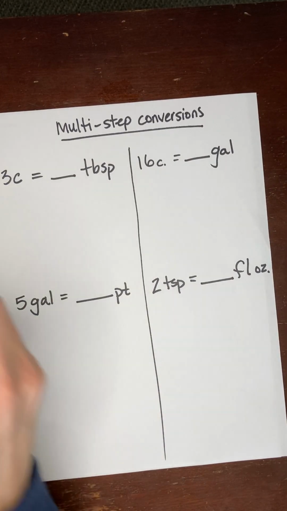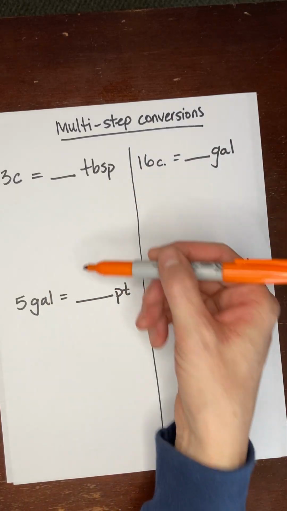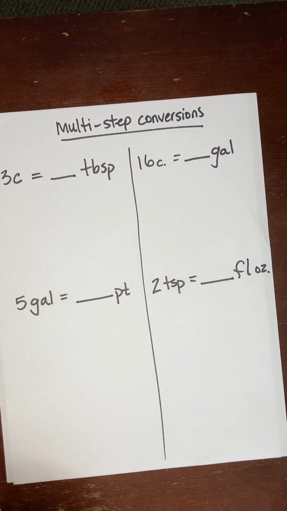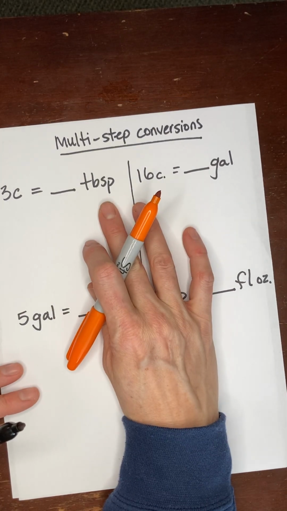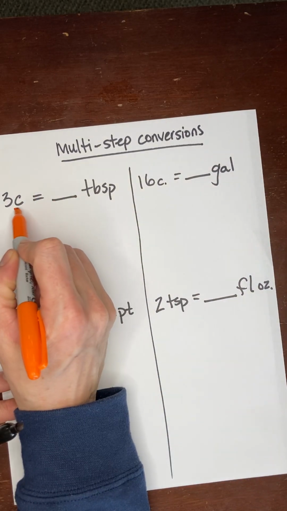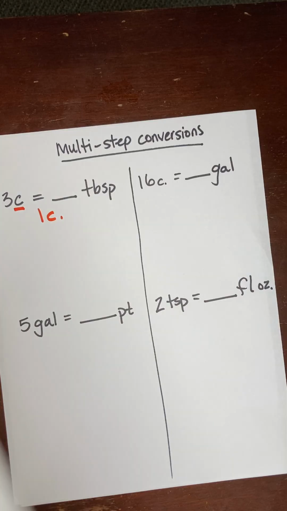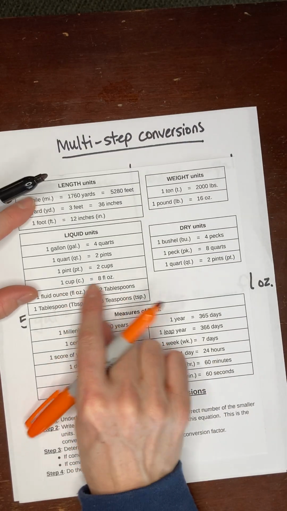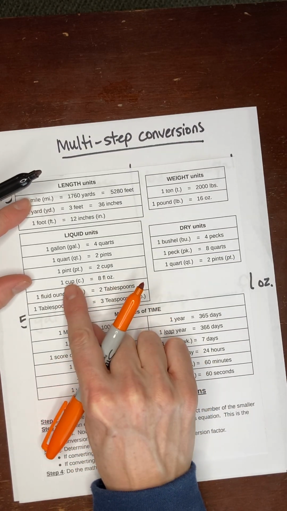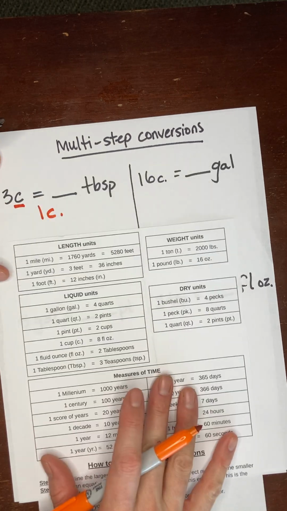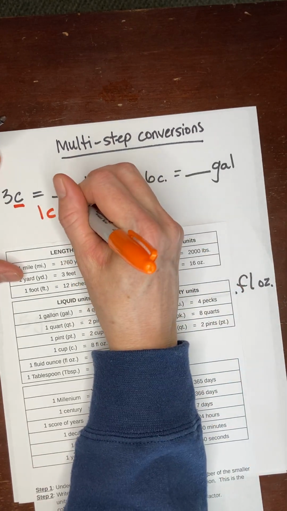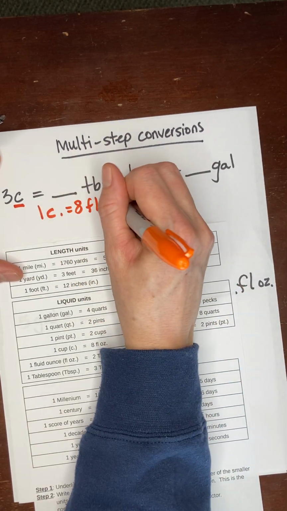So when we can't get a direct conversion factor and we need to do several of them to get our answer. So 3 cups to tablespoons. Which one's bigger? Well, cups are bigger. Okay, so I'm going to write 1 cup. And if I look on here, I don't have a direct conversion from cups to tablespoons, but I do have cups to ounces. So I'm going to write 1 cup equals 8 fluid ounces.